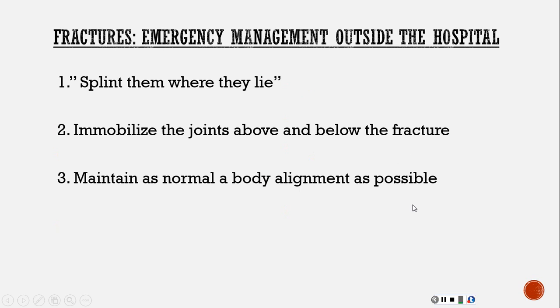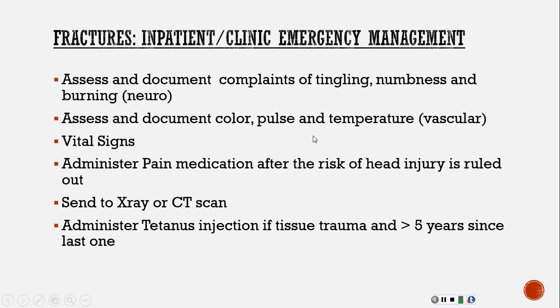All right. Now, if you're out somewhere and a patient has an obvious fracture, obvious deformity, even if you suspect there may be a fracture, you splint them where they lie. Find something. It doesn't have to be a nice, pretty splint that you pull out of a Pyxis. Just something that's going to immobilize and prevent further damage from occurring. Maintain as normal body alignment as possible. Now, does that mean we're going to go in and reduce it? No. You don't reduce it where they lie. You splint it where they lie. You're not trying to put it back in place.